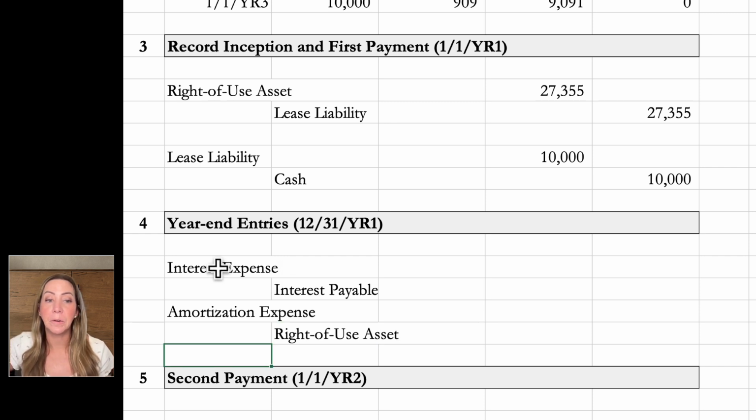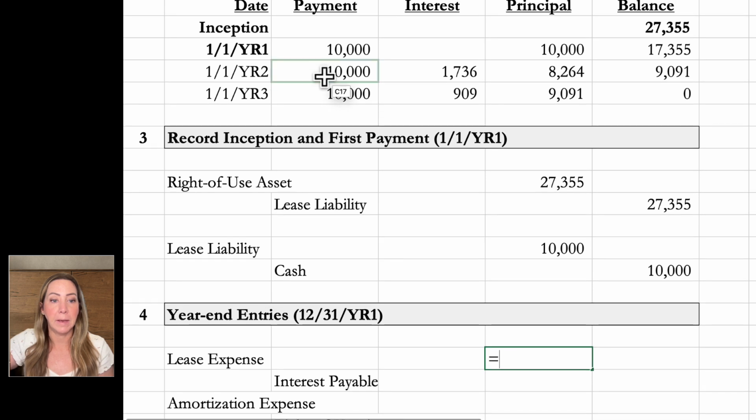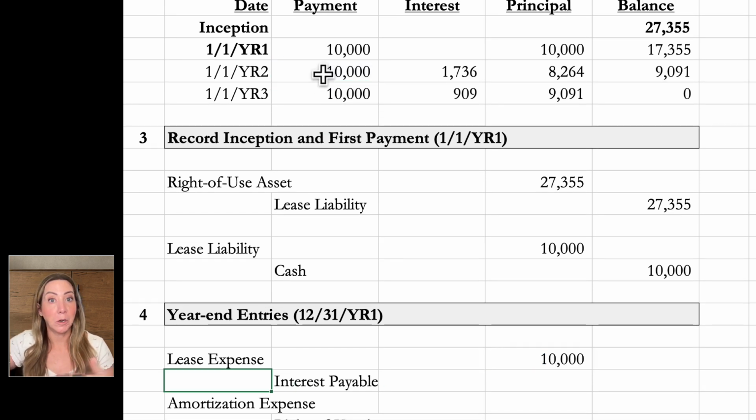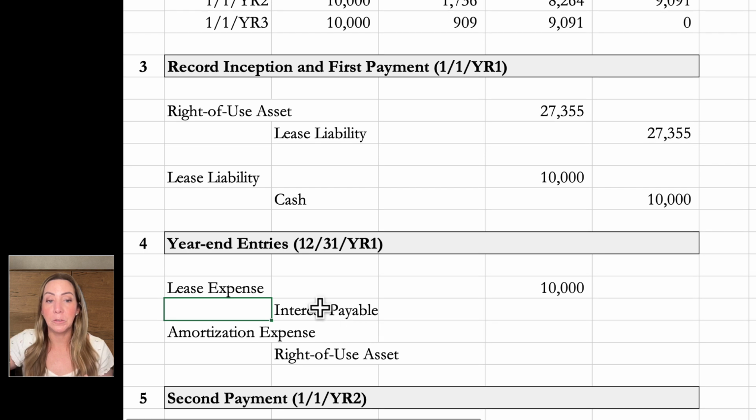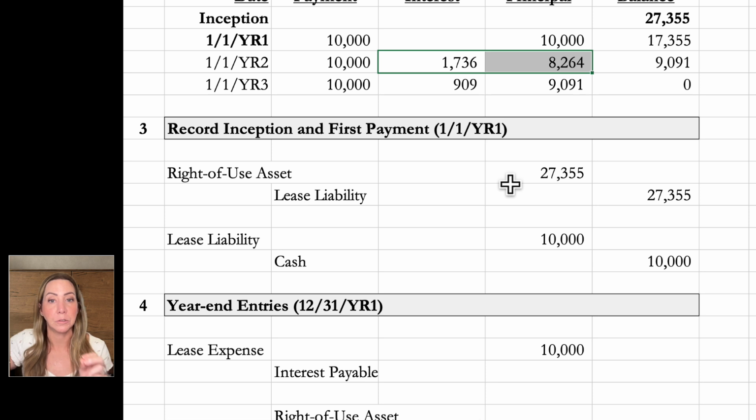But in this case, since we are not debiting interest expense or amortization expense, what we're doing instead is debiting the entire $10,000 payment to essentially what we call rent expense. But we're going to call it lease expense to be specific. So we're going to debit lease expense for the entire $10,000 that we are going to be paying tomorrow on January 1st. We do not have to debit amortization expense because we're putting the entire $10,000 into lease expense. We're not allocating it between the two, interest and amortization.